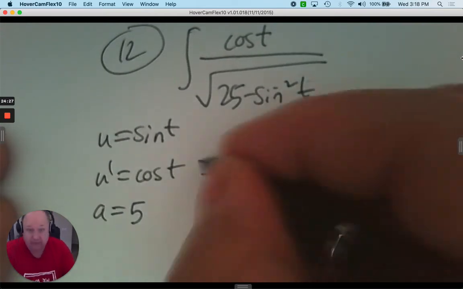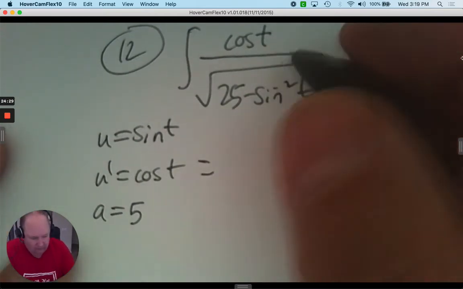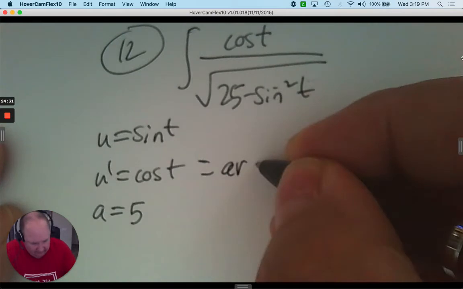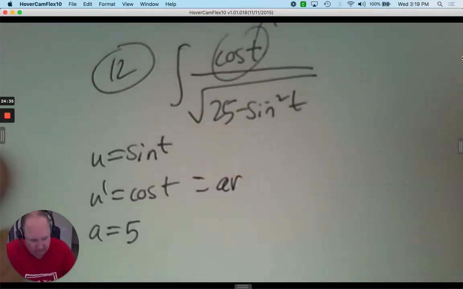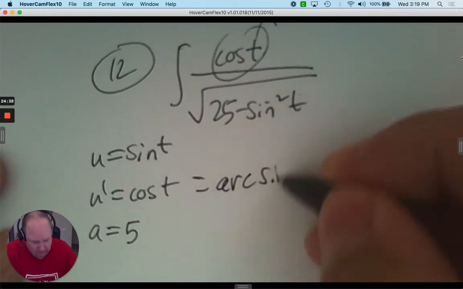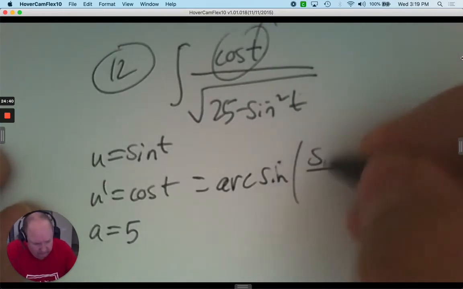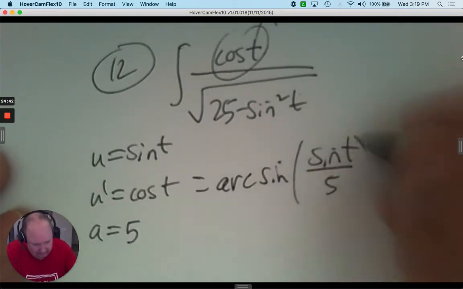So it completely fits. So for this, we start with arcsine, and the hook is correct. So this is perfect. So we start with arcsine, and it's u over a. And that's it.